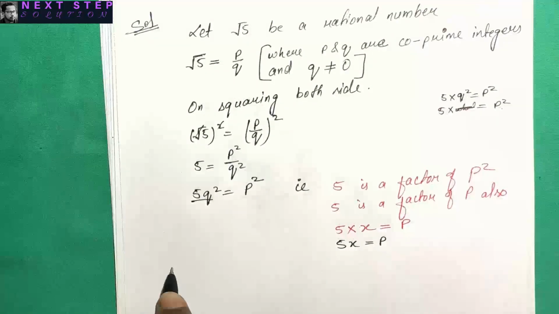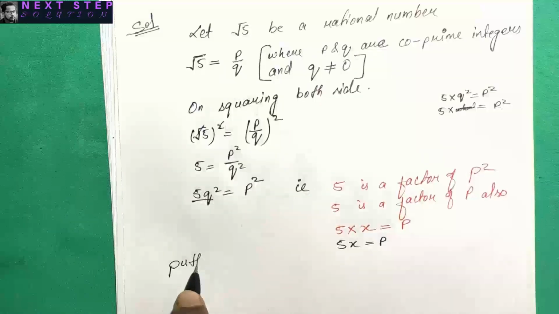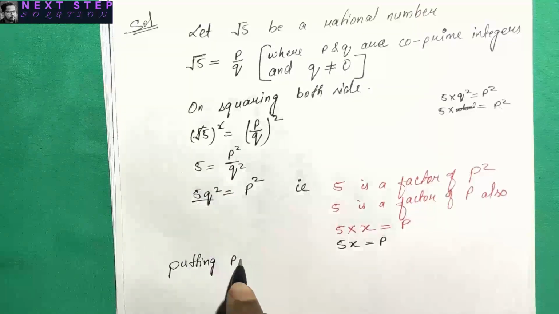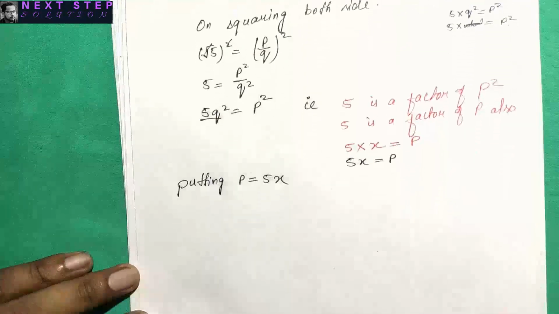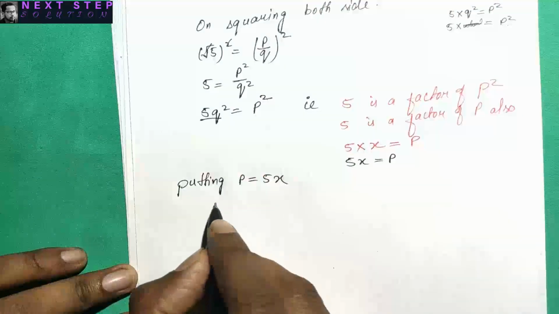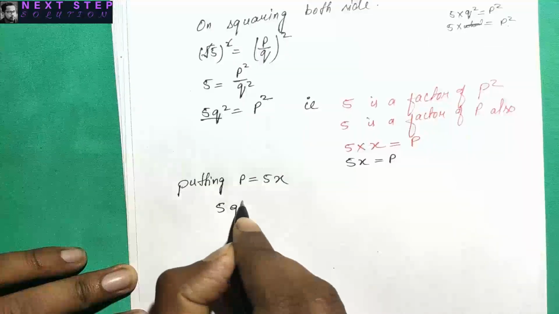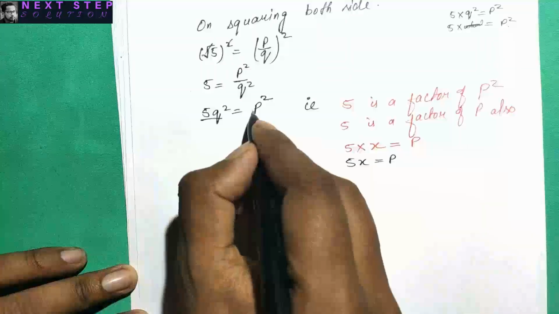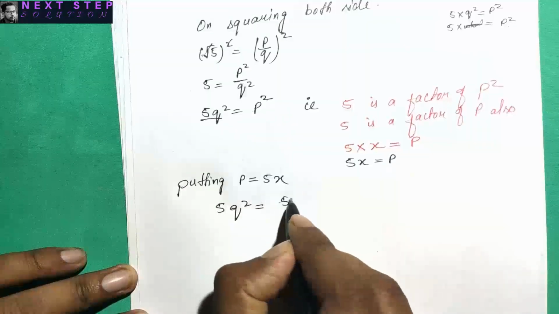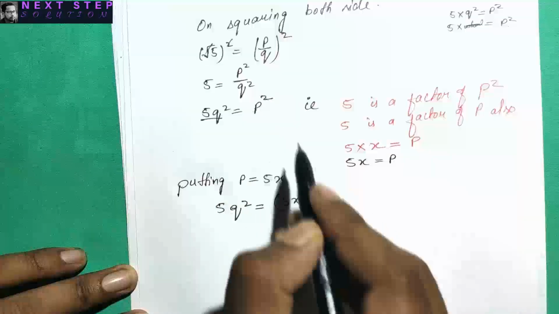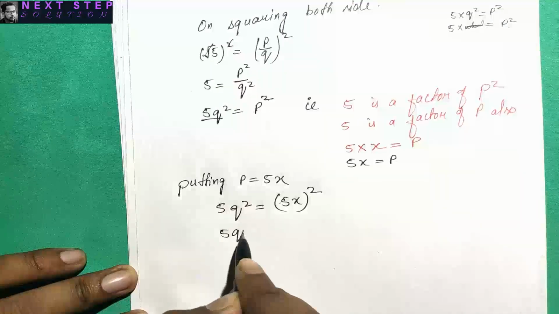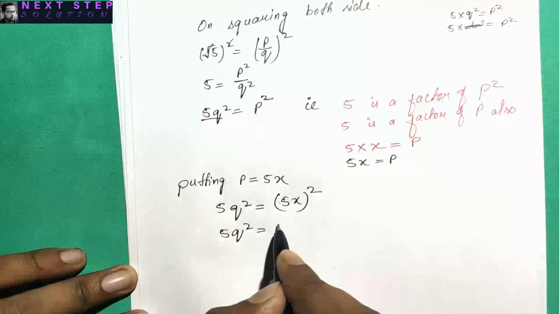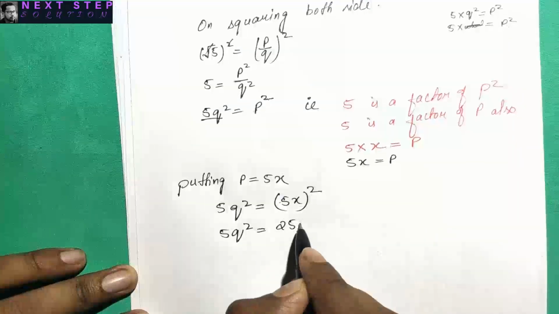Now, put this value, p equals to 5x. If we put p equals to 5x, what we will get? We will get 5q square equals to, instead of p, we are going to write 5x. So, 5x. This was p square, so we have to write p square. Now, solve it. 5q square equals to 5 square will give you 25 and x square will keep it x square.